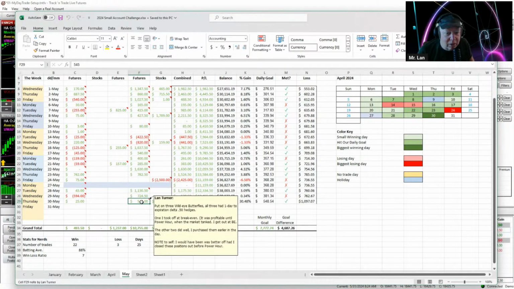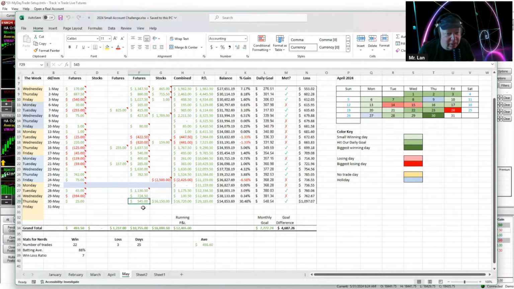Remember I told you I put one on where I put them all on the same ticket, and it was making money. I think it was up like $100, and then it went into power hour. And if you remember, power hour started shooting all over the place, and so I just took that one off at break even. The other 2 did well. I purchased them earlier in the day. Note to self: I would have been way better off had I closed those positions out before power hour. That's part of our little rules, right? We like to get out before power hour, and I didn't do that yesterday, and it cost me probably about $400 or $500.